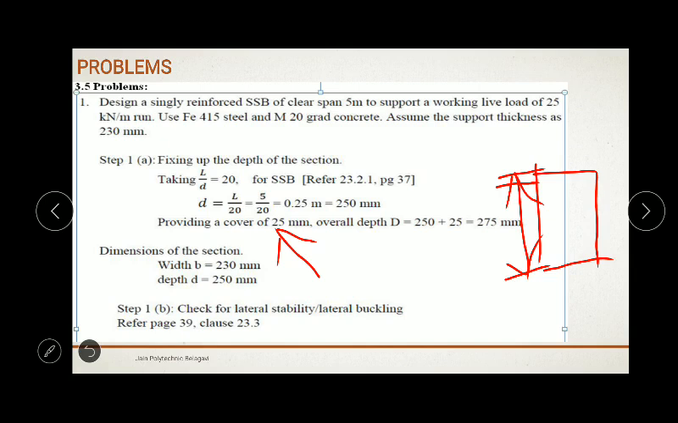Next, dimensions. B we know that is 230, that is the support, and the effective depth small d is equal to 250 mm. Now next, coming to check for lateral stability, that is not necessary but we also have to do it.